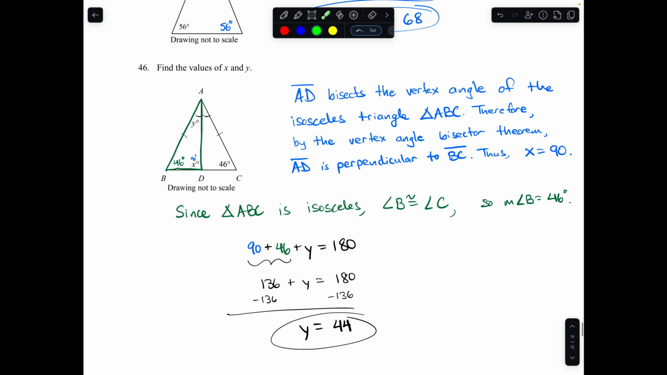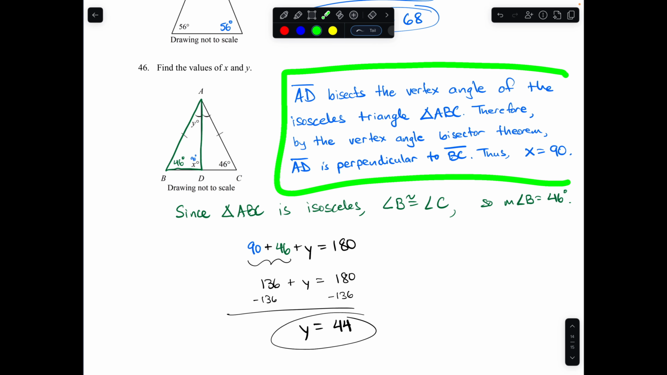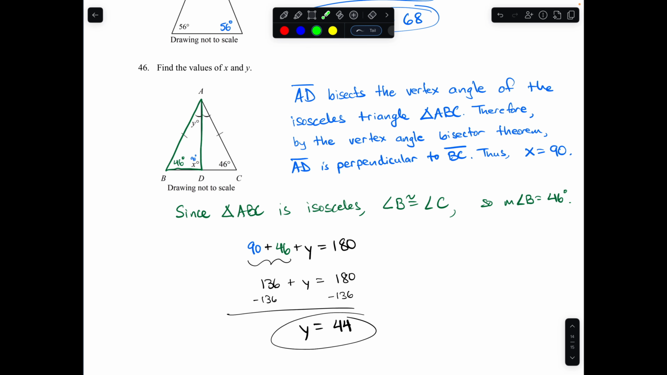Number 46, find the values of x and y. So x is here, y is here. This blue part explains why we got 90. AD bisects the vertex angle because these are congruent, right? So we learned about the vertex angle bisector theorem, and it means that BD and DC are congruent. It also means that AD crosses BC at a 90-degree angle, they're perpendicular. So x has to be 90.